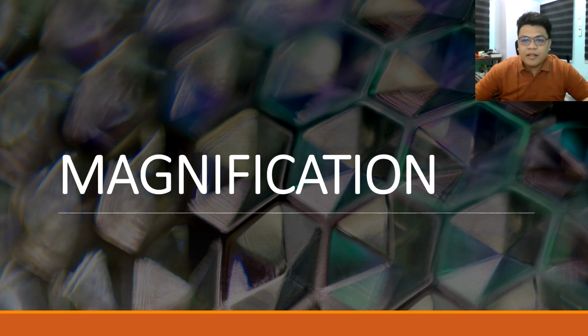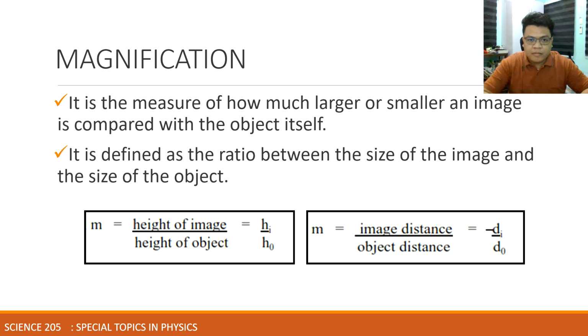Good day, everyone. This is our continuation of discussion regarding lenses and mirror. So we now have the magnification. When we say magnification, it doesn't always refer to making the image bigger. It is the measurement of how much larger or smaller an image is in comparison to its object. In our previous discussion, we've discussed that in our mirror computation.